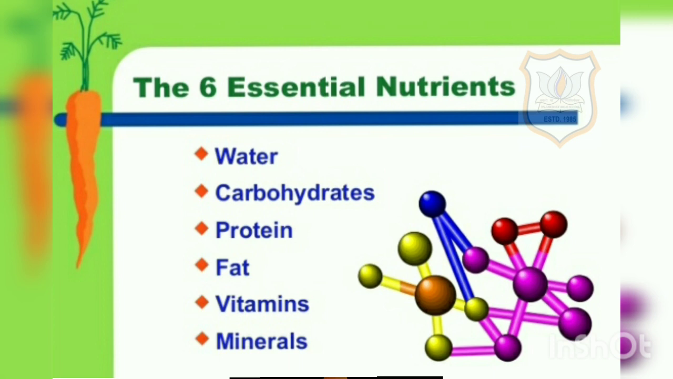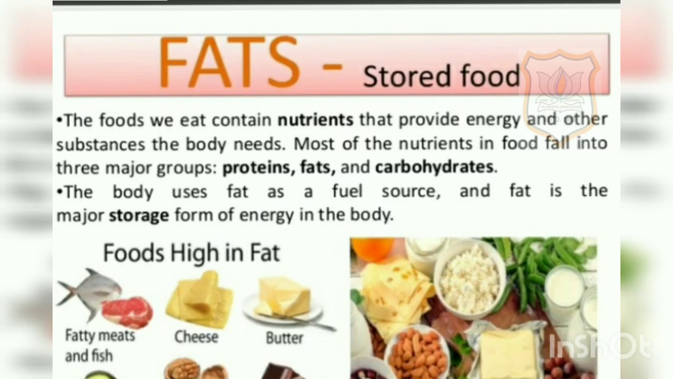Still now, we have studied various components of food. Number one, carbohydrates and protein. The third one, we are going to start with fat. What is fat? The food we eat contains nutrients that provide energy and other substances the body needs.